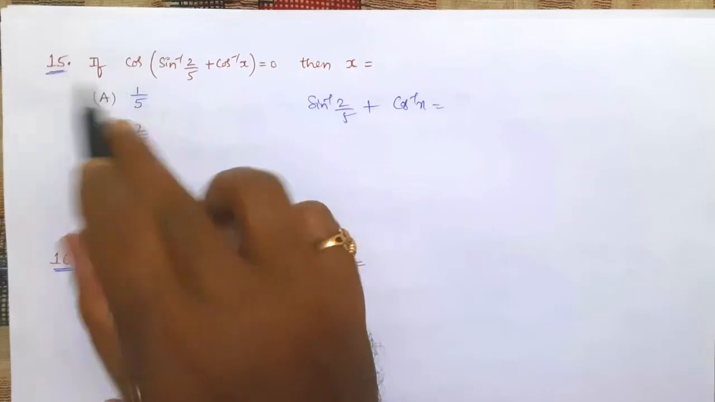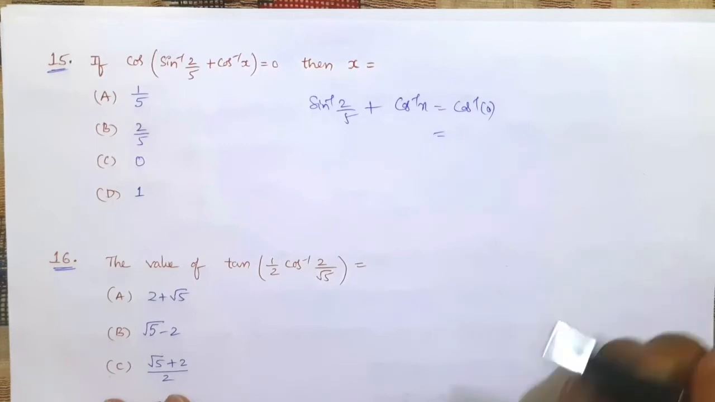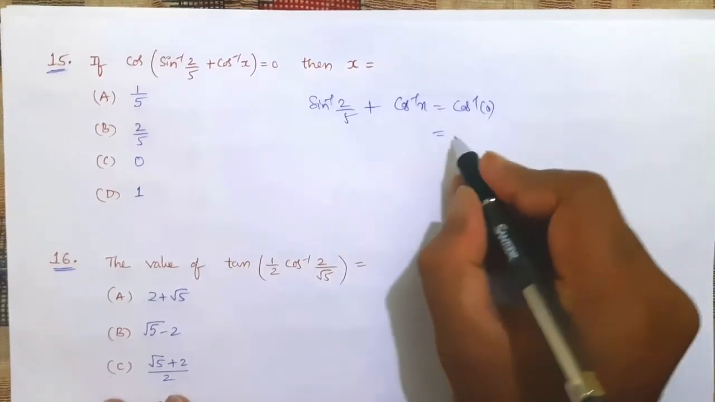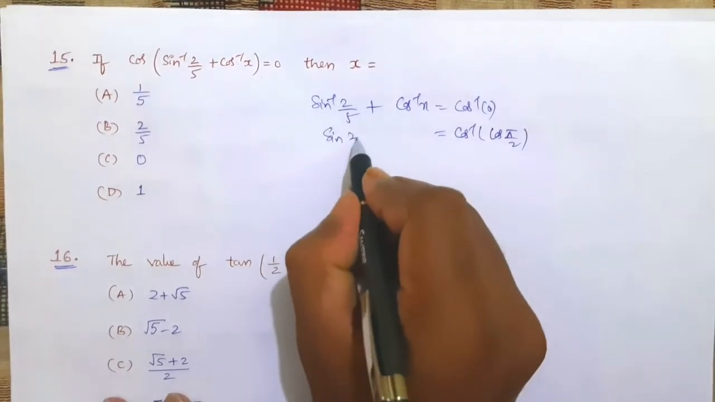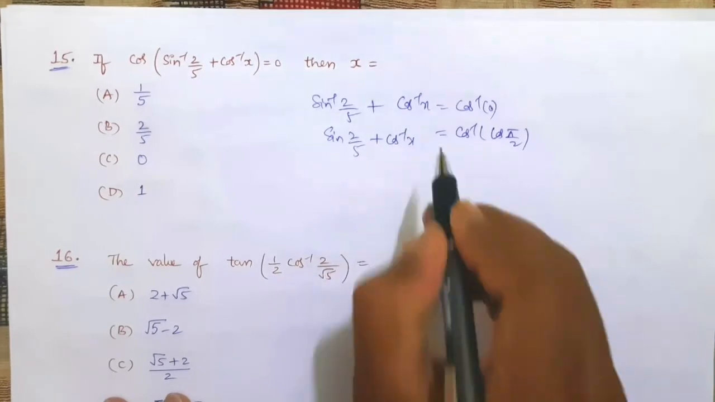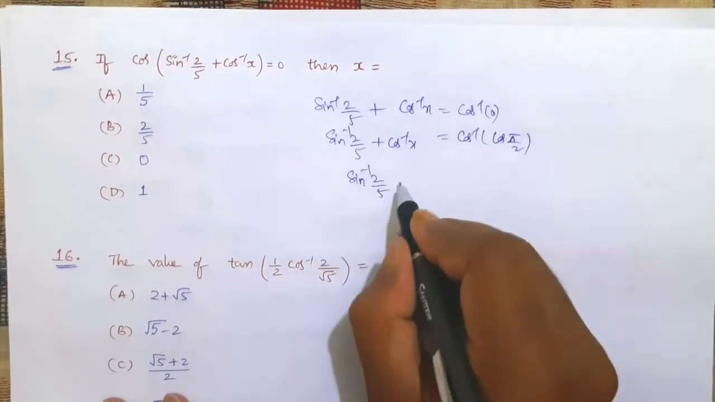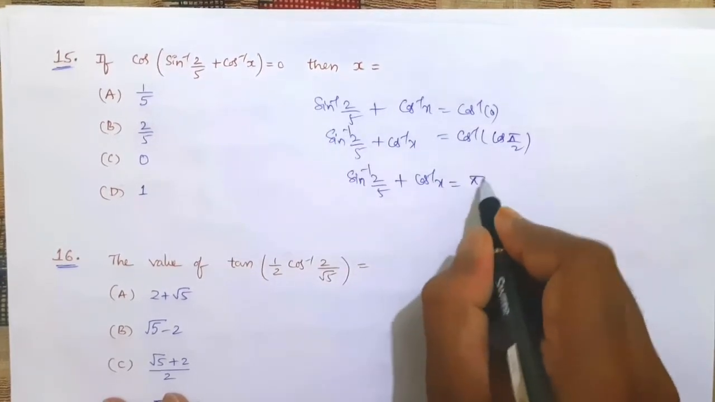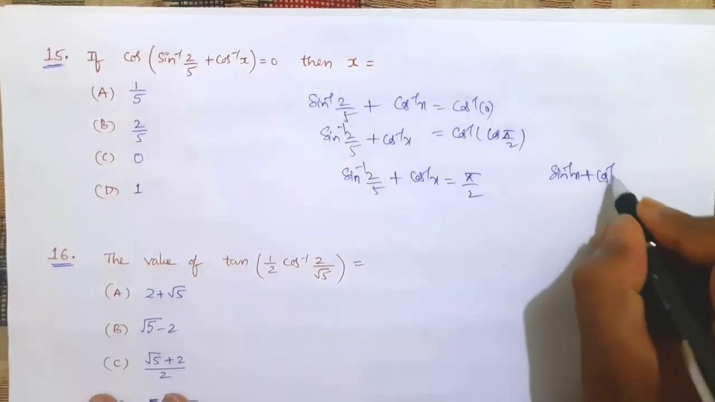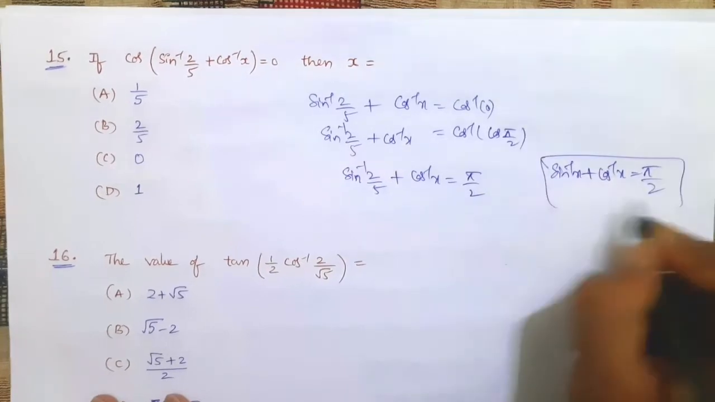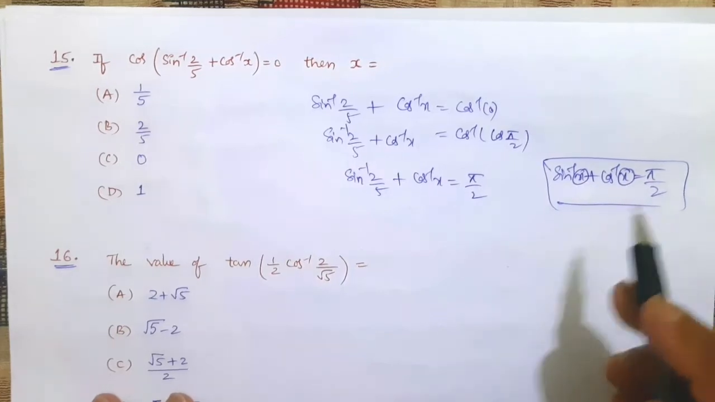cos inverse of 0. Cos of what is 0? Cos pi by 2. So cos inverse of cos pi by 2, so sin inverse of 2 by 5 plus cos inverse of x will be equal to pi by 2. But we know that sin inverse x plus cos inverse x is equal to pi by 2 when these two are equal, x means x, theta means theta.